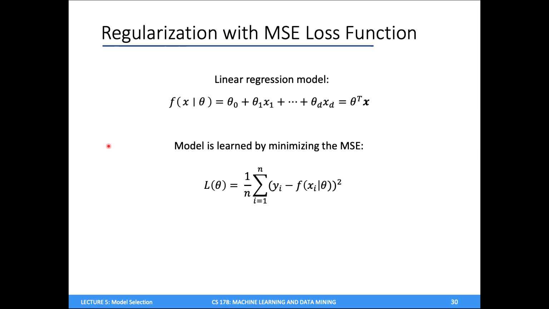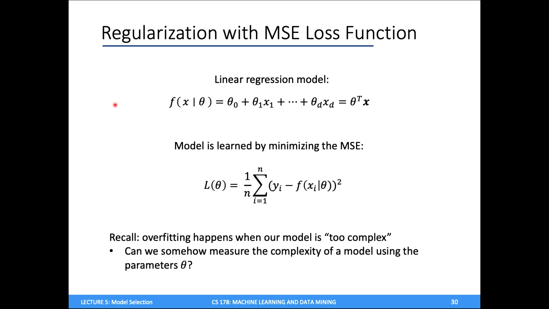Okay, so let's, for example, say we're fitting a linear regression model on a feature vector with d different features. So we've got parameters theta 0, theta 1, all the way up to theta d. And this is just our usual linear regression model that we've seen a couple times now. This model is learned by minimizing the mean squared error. So our loss function, L of theta, is this MSE function.